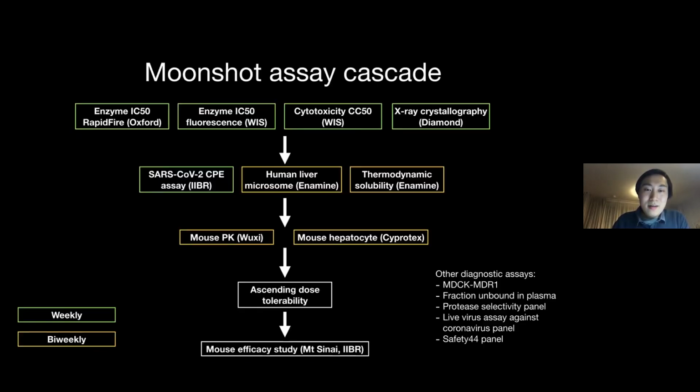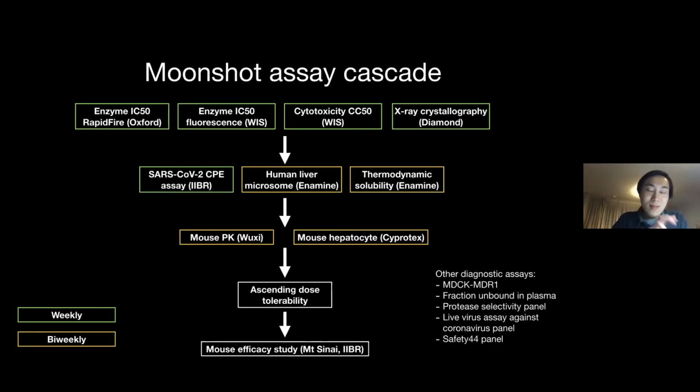And this allows us to establish, I guess, a relatively robust assay cascade, going from enzymatic biochemical assays done in 2 places, Oxford and Weizmann. So we do 2 assays for every molecule in 2 different methods, fluorescence and RapidFire, then cytotox and crystallography. That's done weekly. And then promising compounds are run in live virus assays, again run weekly in Israel.